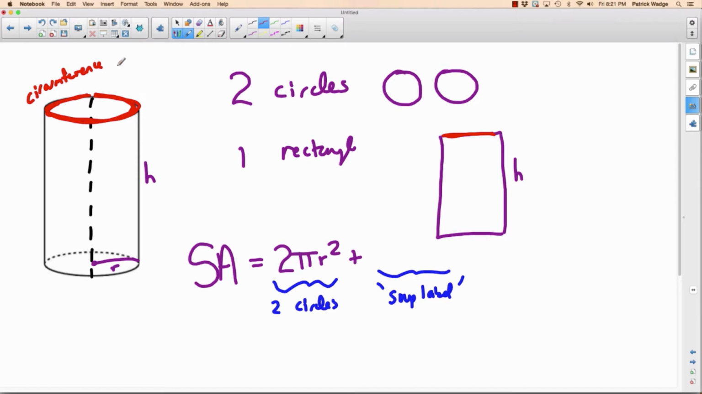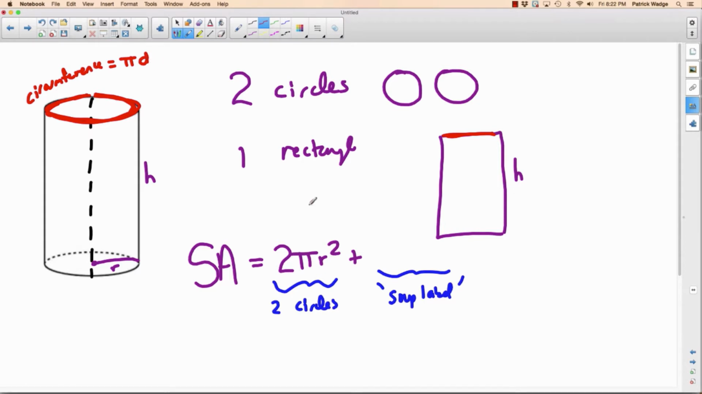And does anyone know the formula for the circumference of a circle? What most people know it to be is pi times diameter. And that's true. But look, we already have an r in our formula. Why don't we, instead of having an r and a d, put it all in terms of r?